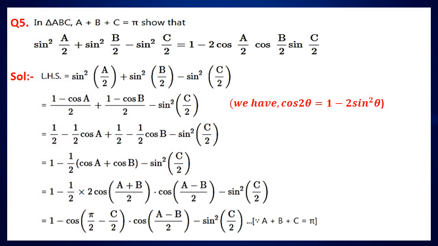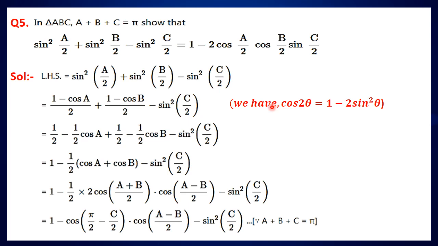Question number 5. In triangle ABC, A + B + C is equal to pi. Show that sin²(A/2) + sin²(B/2) - sin²(C/2) is equal to 1 - 2 cos(A/2) cos(B/2) sin(C/2). Consider the LHS: sin²(A/2) + sin²(B/2) - sin²(C/2). Each term is of the form sin²θ.